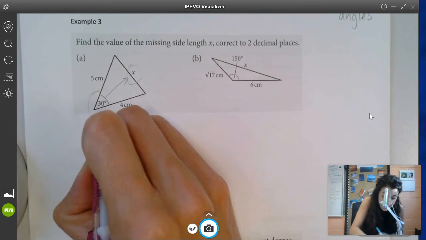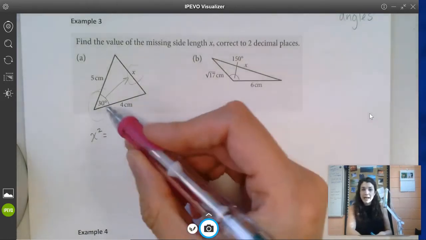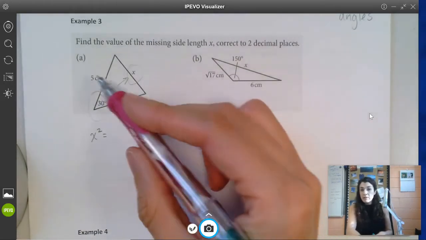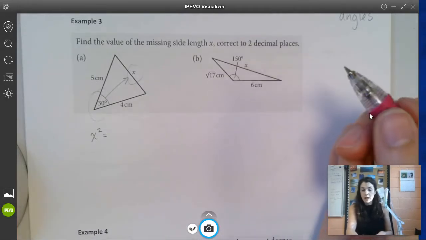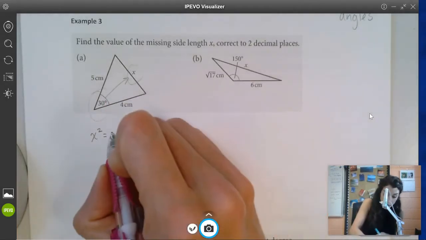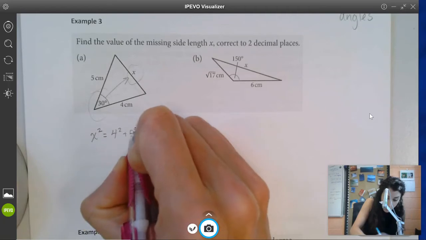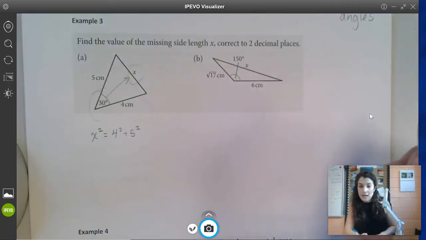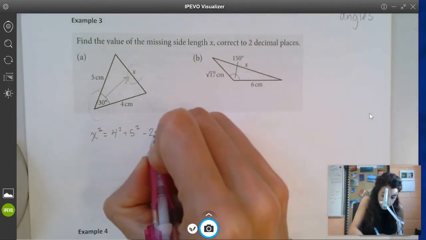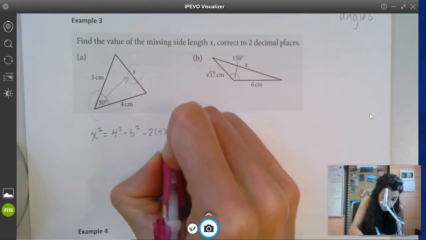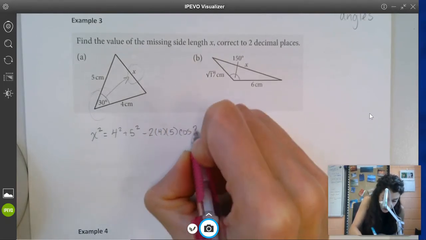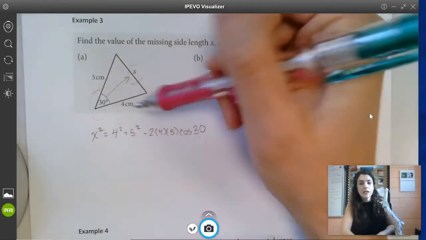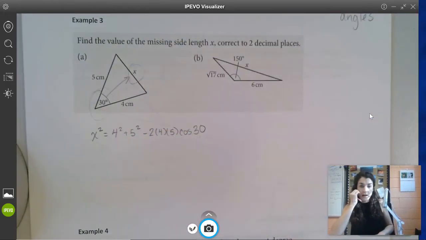So that has to be x squared because the angle I'm plugging in is 30. Besides that, it doesn't matter which one is 5 and which one is 4. You could do 4 squared plus 5 squared, or you could do 5 squared plus 4 squared. It does not matter. What does matter is that since 30 is being plugged into here, I have to put the side length opposite there.